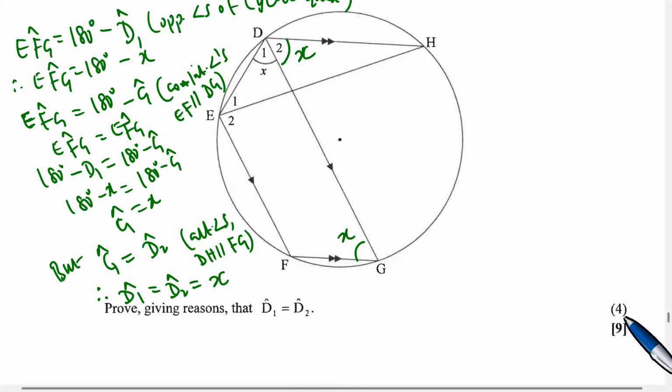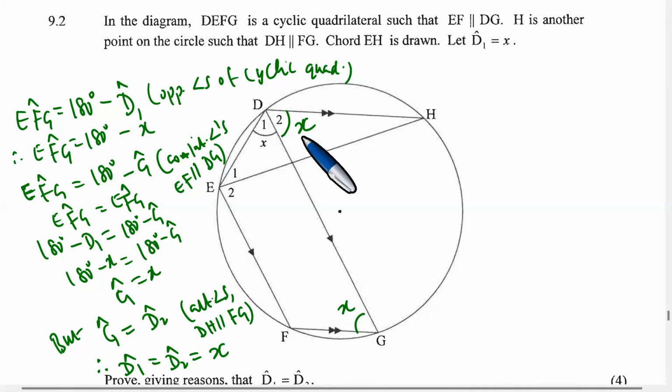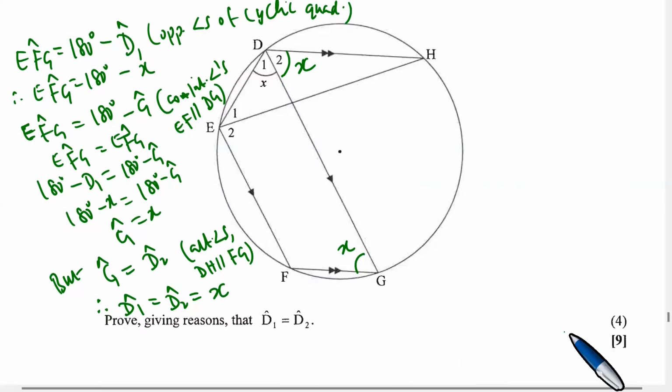Next question, question 10. So this is the question we've just done for 4 marks.